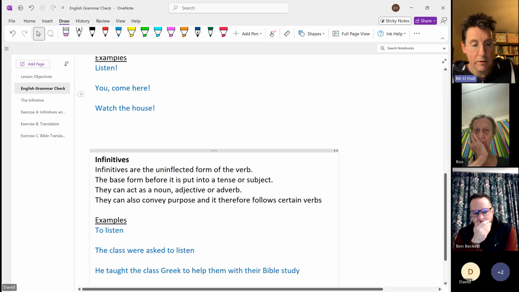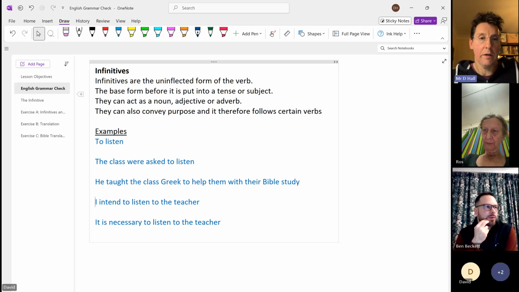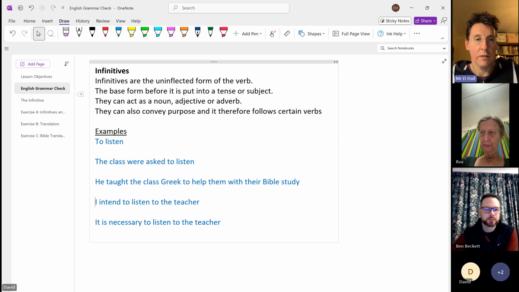So let's have a little look specifically at the infinitive. As I said just a minute ago, the infinitives are the uninflected form of a verb, i.e. it hasn't got endings or things at the front of it or anything like that. In one sense, it's the simple verb as it comes out.